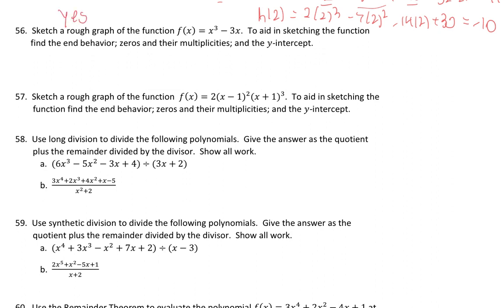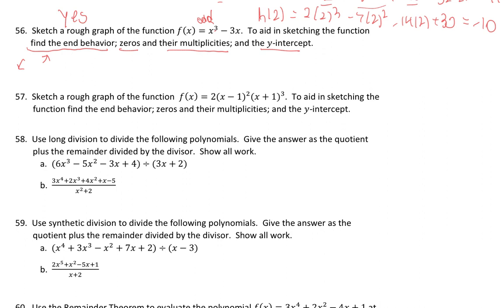Okay, this next one. Sketch a rough graph of the function. To aid in sketching the function, find the end behavior, zeros, their multiplicities, and the y-intercept. So, the first thing I can use, end behavior. Well, my biggest power is 3. That is odd. So now my end behavior is going to look like something like that.